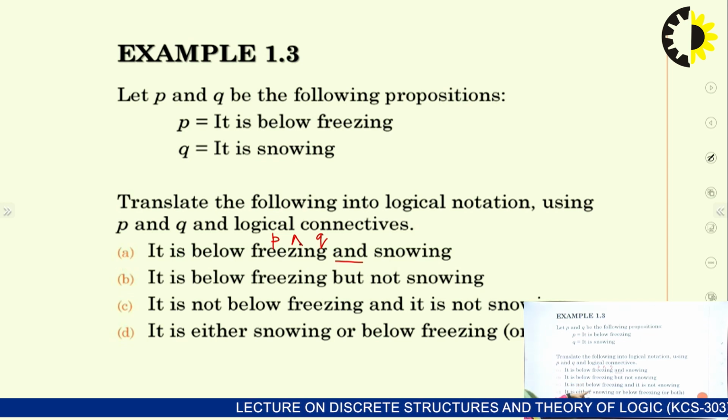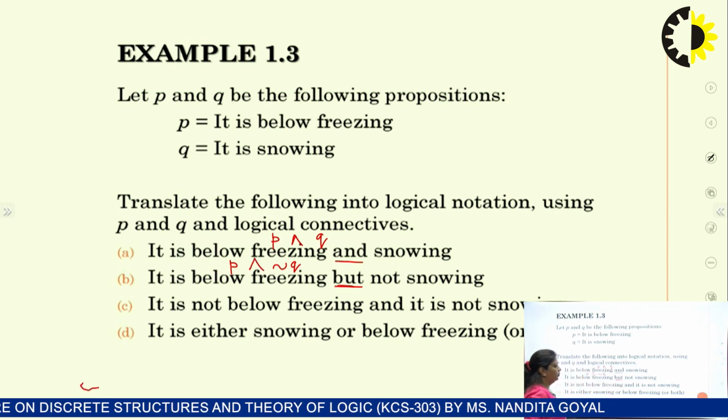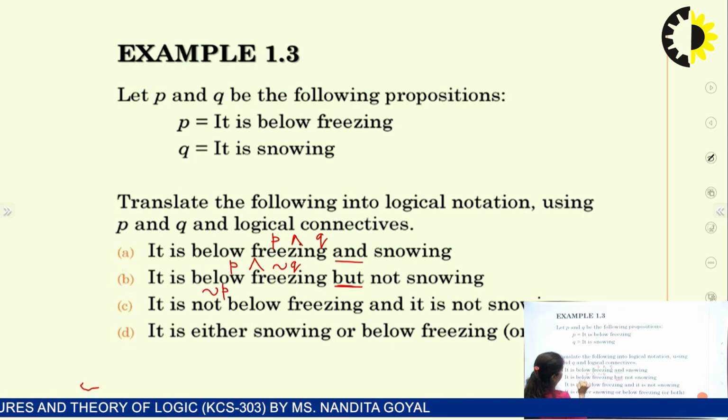It is below freezing, P. Not snowing means we will just negate Q, and then since there is but, which means and, we will use a conjunction. Now it is not below freezing, that means not P, and it is not snowing. Not snowing means not Q. And since we have an and in between, we will use a conjunction.